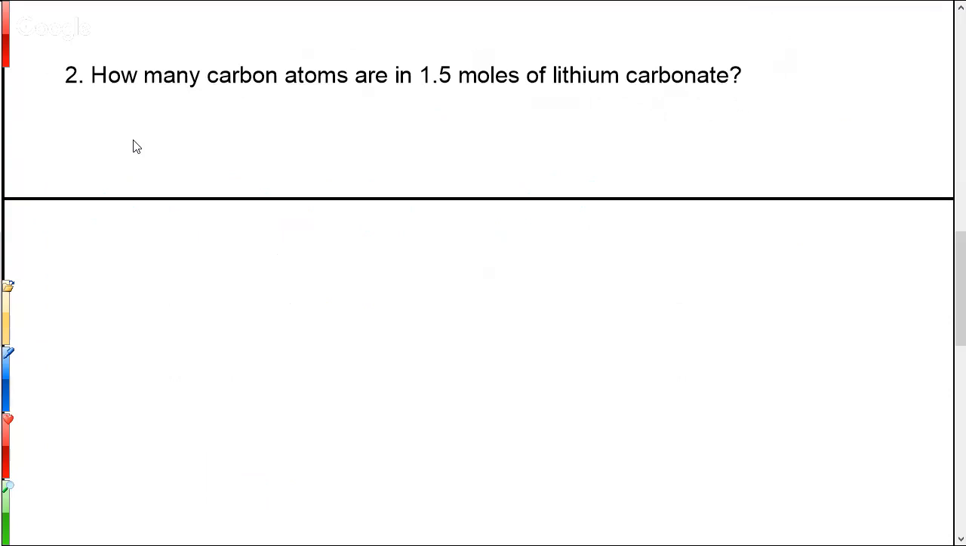The formula is still Li2CO3. And the reason we need that formula is because it tells us how many carbon atoms there are per unit of lithium carbonate. So if you had one, we can't really say it's a molecule because it's not really a molecule, but if you had one piece of lithium carbonate, one thing, you'd have 2 lithium atoms, a carbon atom, and 3 oxygen atoms, right? That's what the formula tells you. So if you have 1 mole of lithium carbonate, how many carbon atoms would you have? Remember that it's just like counting.